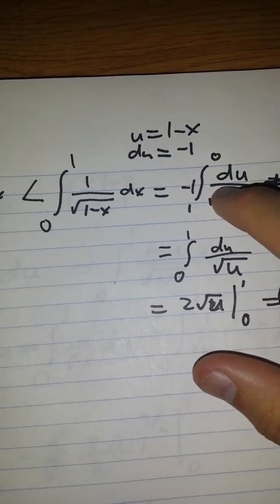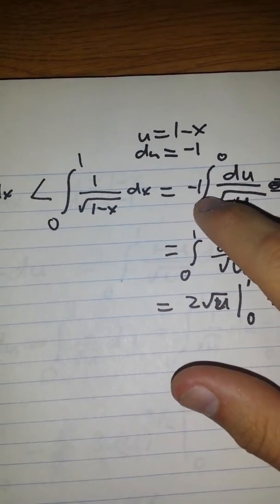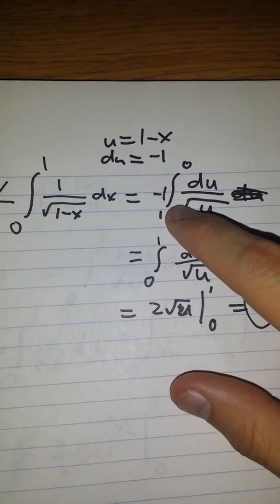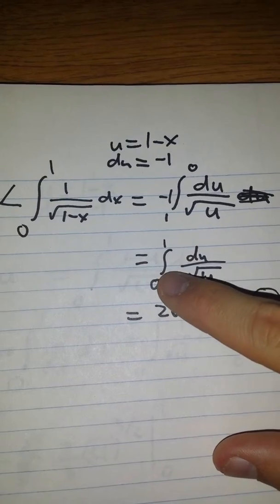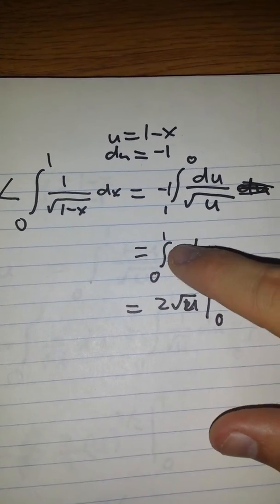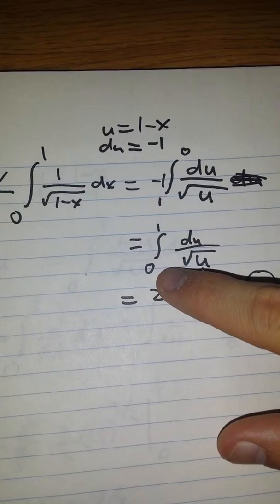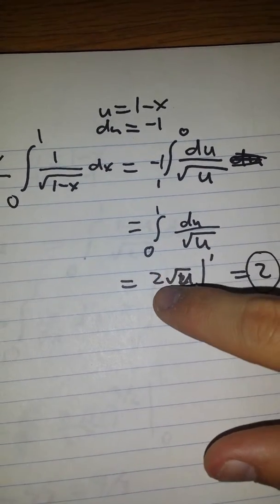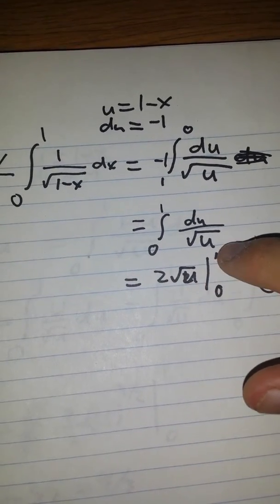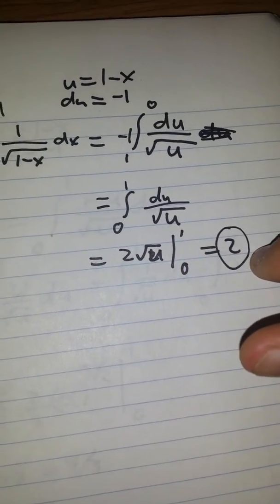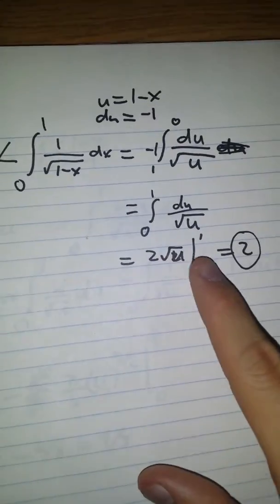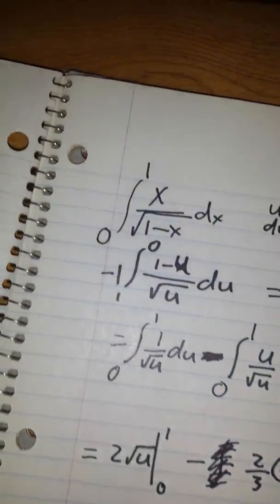So in order to make this integral stay equal to this one, we have to multiply it by negative 1. And one of the rules of integration is that if you just reverse the limits of integration, it becomes the opposite. So to make this simple, we can just say integral from 0 to 1 of du over root u. Now if we integrate this, it just becomes 2 root u from 0 to 1, which is 2. So we know that not only does this integral exist, but the value of it is going to be less than 2.